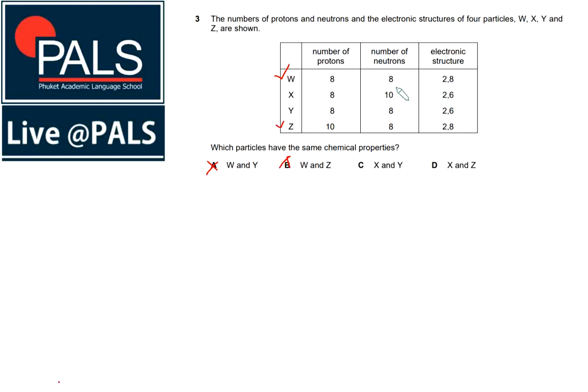You will see that they may have different neutrons, however, the neutrons do not affect the atoms themselves because the neutrons have no charge at all. So the correct answer is letter C. Why not X and Z? X has a different number of protons, which will affect their stability, as well as different electronic structure. So the correct answer is letter C.